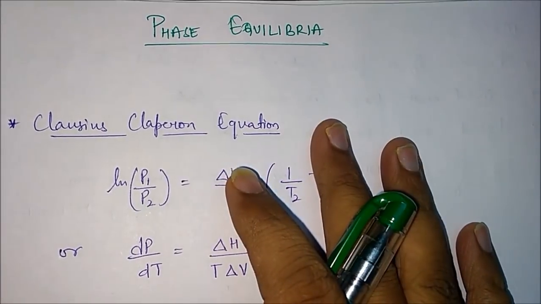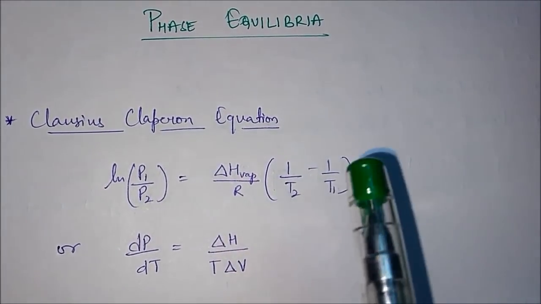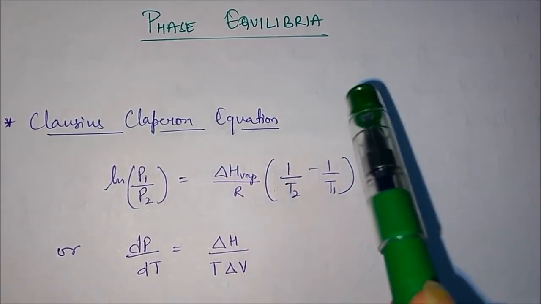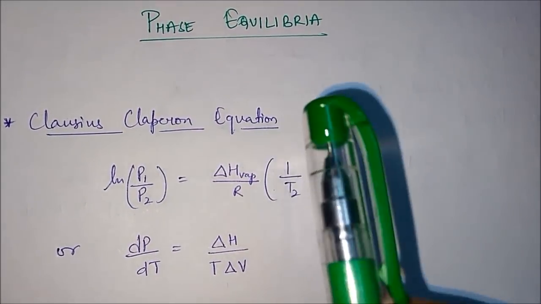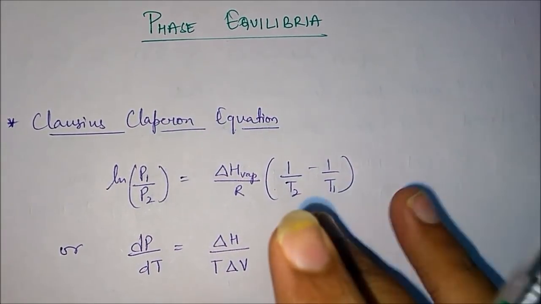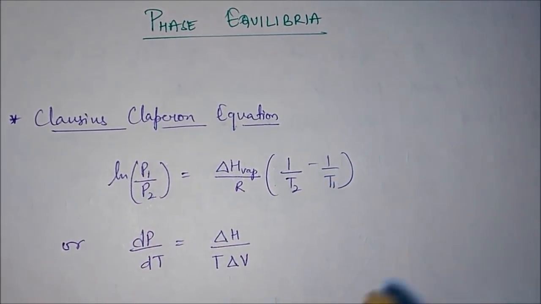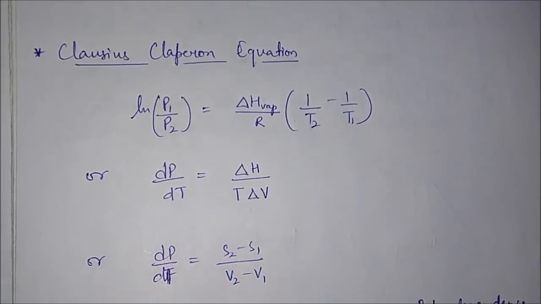Now coming to the marks, how many marks of questions come from phase equilibria depends. Earlier, a 4 marks question was coming on this topic. For the last few years I have seen that they can ask either 2 marks or 4 marks. So I'll be explaining the topic. Now let's move on to the explanation.